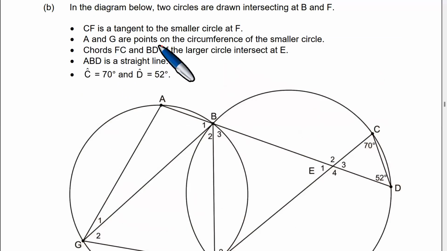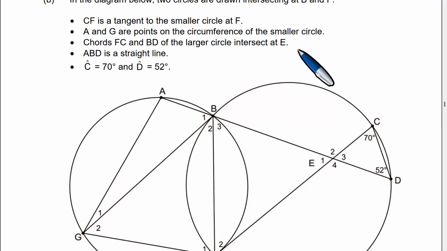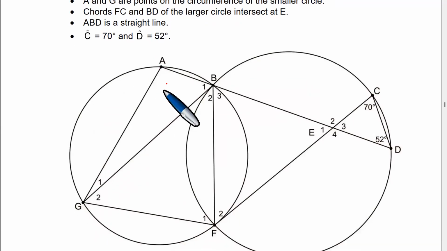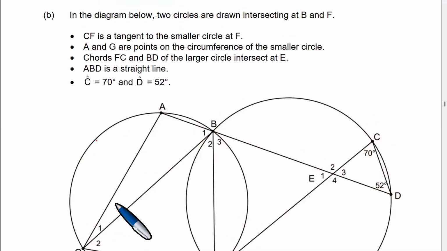A and G are points on the circumference of the smaller circle. Chords FC and BD of the larger circle intersect at E.